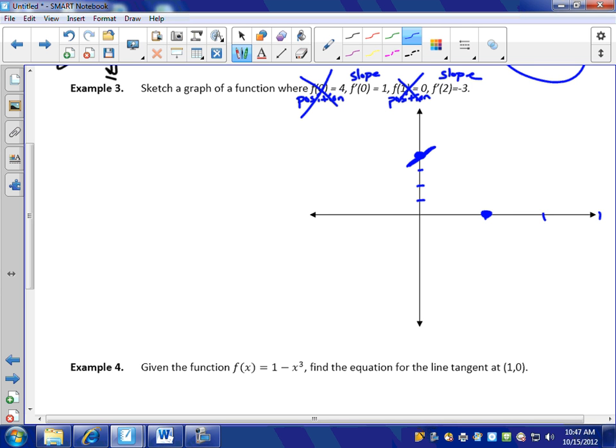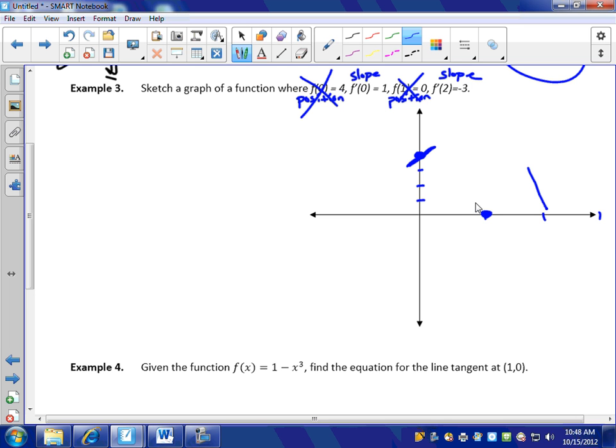Okay. And then at 2, I have a slope of negative 3. Now, do I have to be at a certain spot on the graph when I draw this? It doesn't say that I have to be anywhere in particular. So just for the sake of doing something different, I'm going to draw it above the x-axis. I have a pretty strong slope going down. So that's all I have to do.